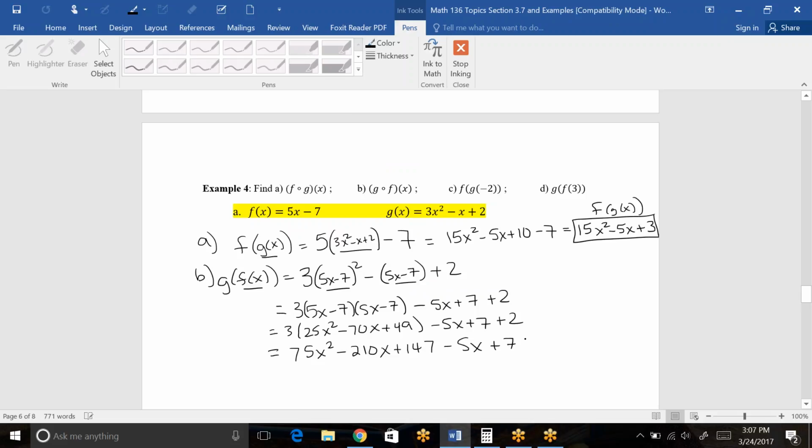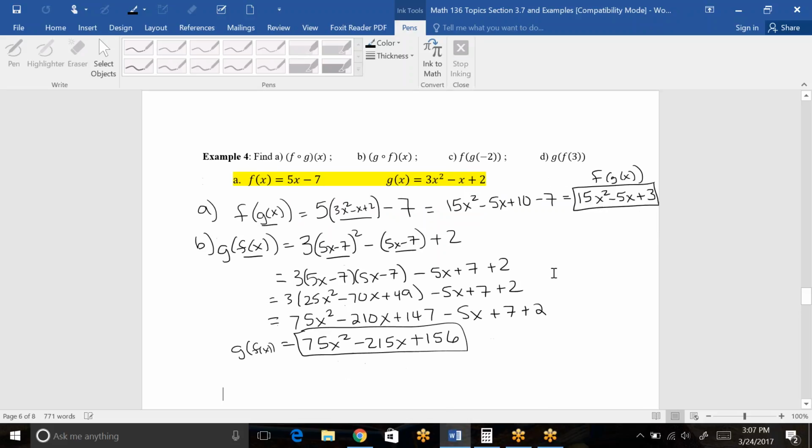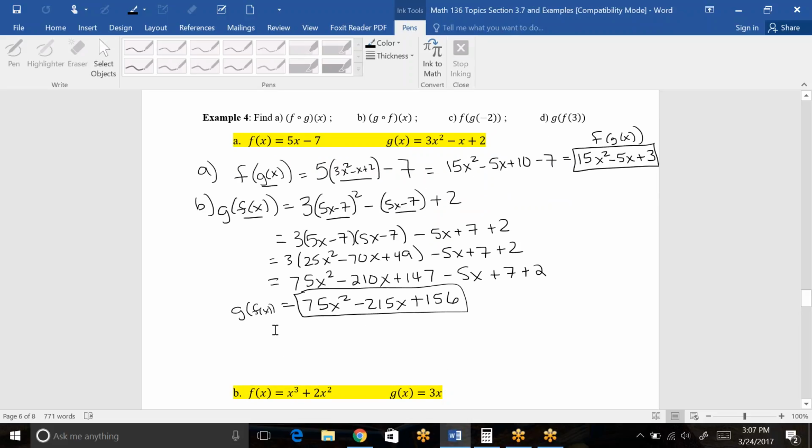Then we combine like terms. So I have 75x squared, negative 210 and negative 5x would be negative 215x. 147 plus 7 would be 154, plus 2 more is 156. So this is g of f of x. Now, when you go to do the evaluations, you don't want to plug into the end result most of the time because that would be careless if you haven't paid attention to domain. In polynomials, it usually is fine, but it is careless if you're not dealing with polynomials. So the way we do this is we evaluate them one at a time.